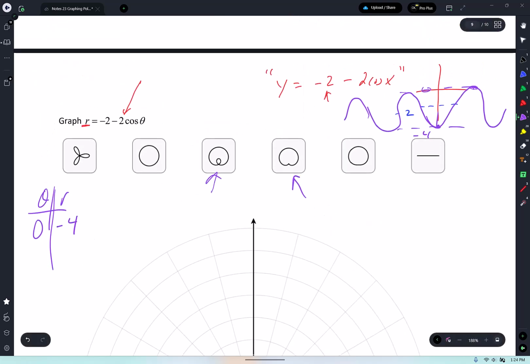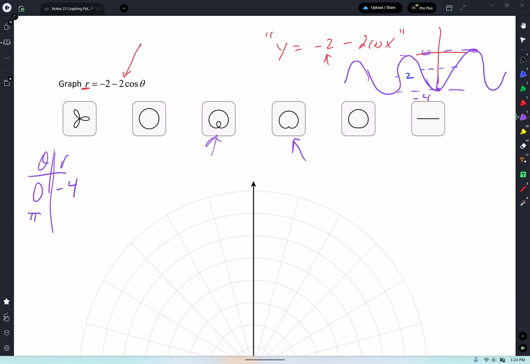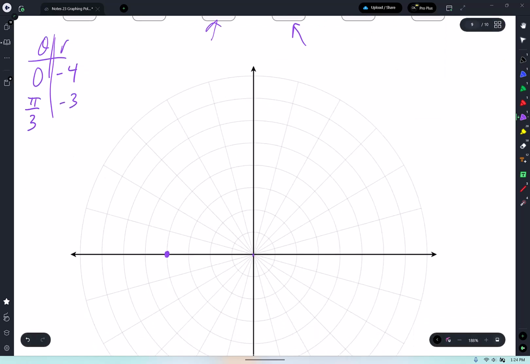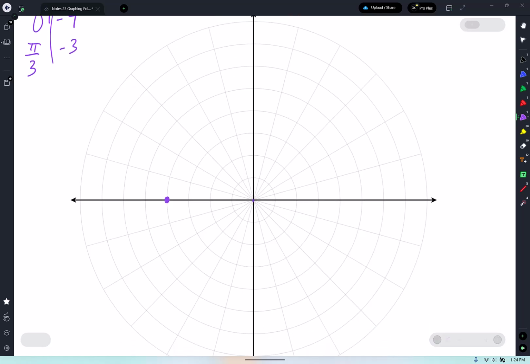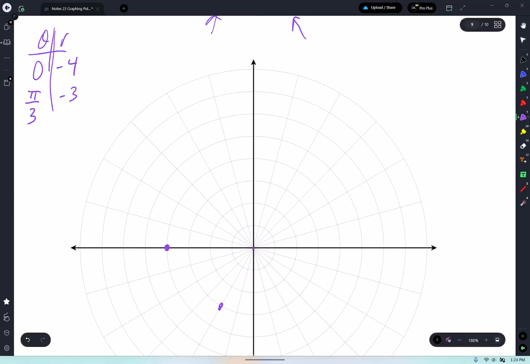Let's see, what am I going to plug in? It's cosine, so I'm going to plug in pi over 3. Why did I choose pi over 3? Because cosine of pi over 3 is a half. I'm choosing perfect numbers. Half of 2 is 1, so -2 minus 1 is -3. So I'm going to go to pi over 3, -3. It's this one right here, 1, 2, 3. There it is. That's that point. Let me label them. This is number 1. This is number 2.